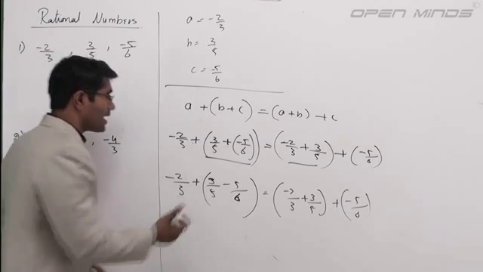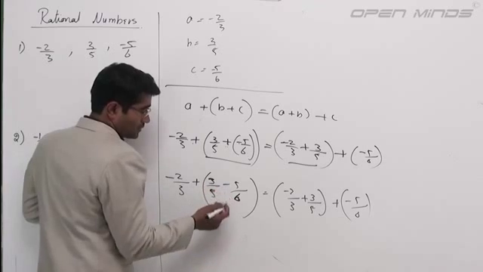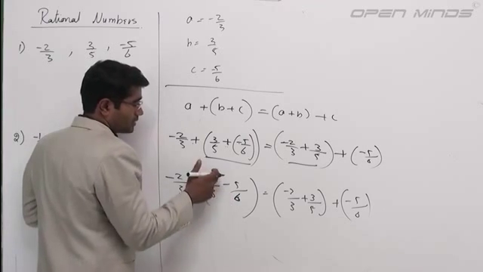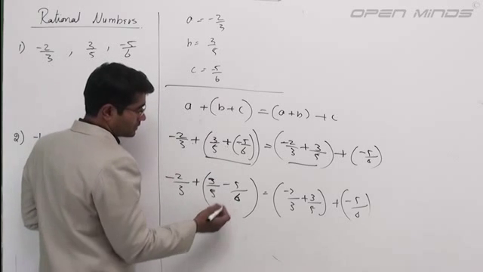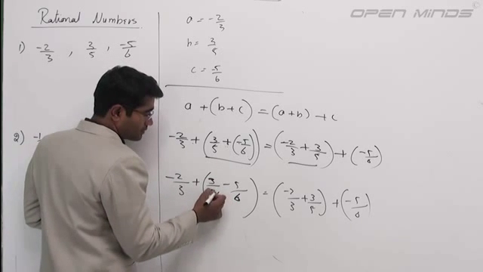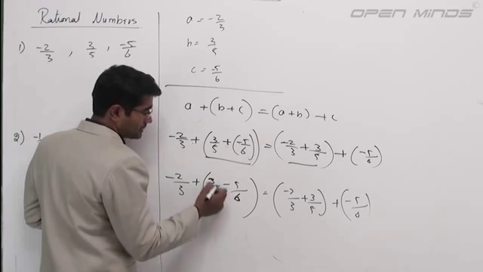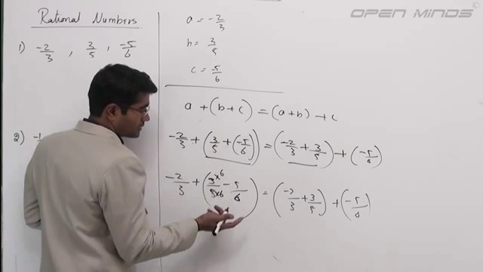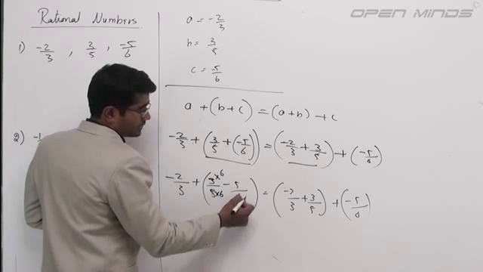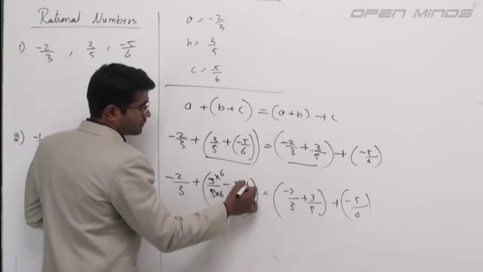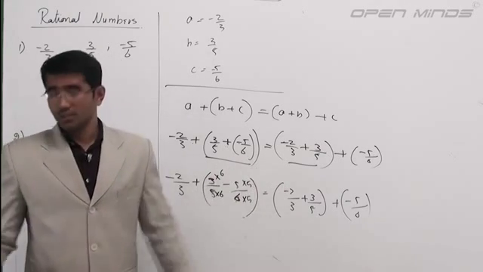Now how will I add these two? There are two ways. I divide 5 into the LCM and multiply the quotient you get with this one. Otherwise, the LCM is 30, so can I make 5 as 30? 5 into 6 is 30, so I'll write into 6. And the LCM is 30, so how can I make 6 as 30? Into 5 and into 5. That's the whole idea.